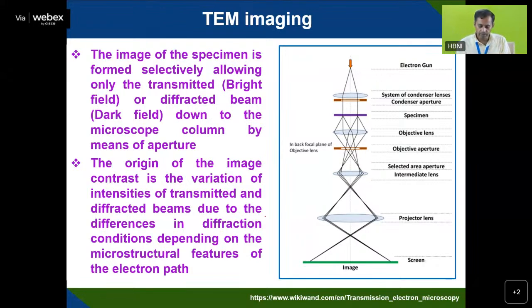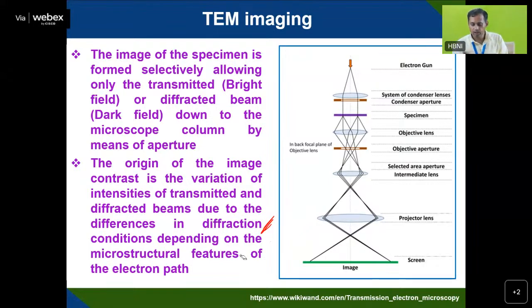Like you have a material here, and this part is thick and this is thin. The transmission here is of less intensity, and here the transmission is of much higher intensity. So the origin of the image is the contrast between this high and low intensity. From that contrast difference, you are able to see the image, and the diffraction condition depends on the microstructural features of the electron path.